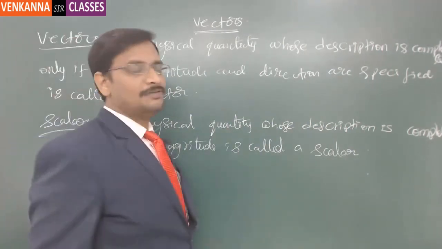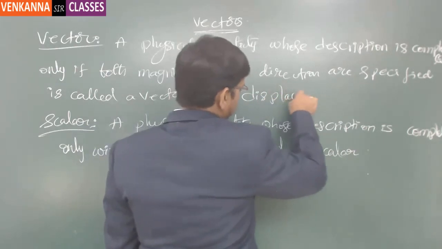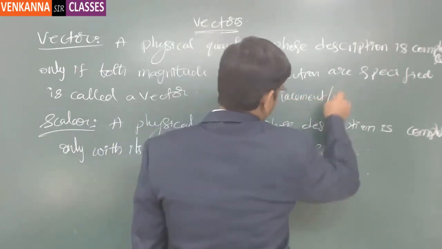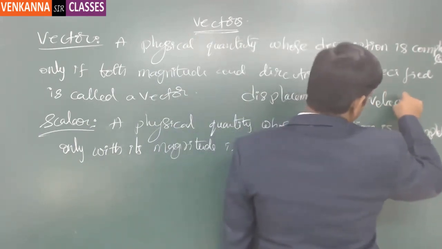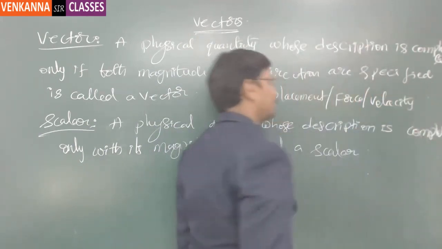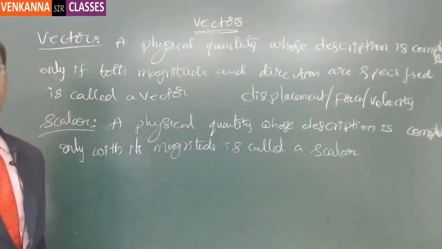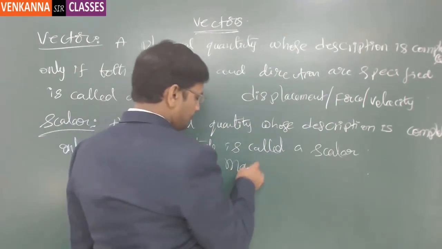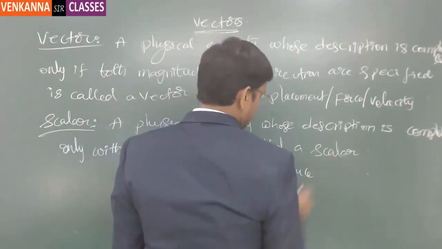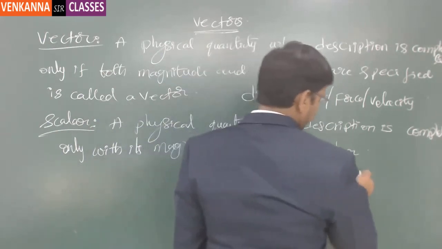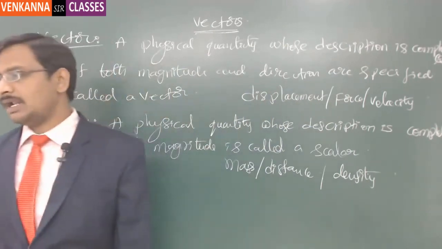Now, examples of vectors are displacement, force, velocity, acceleration, so you can name anything. Coming to the scalars: mass, distance, density, etc. So these are the scalar quantities.